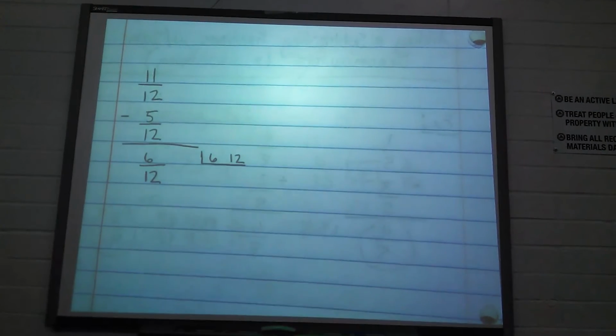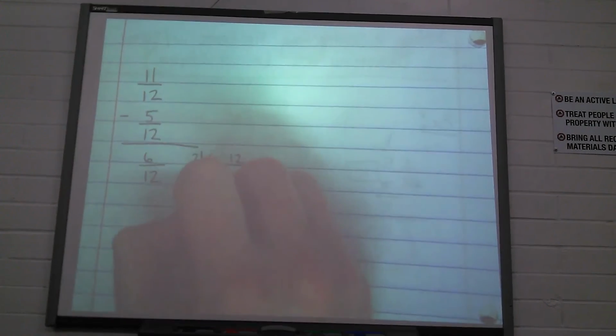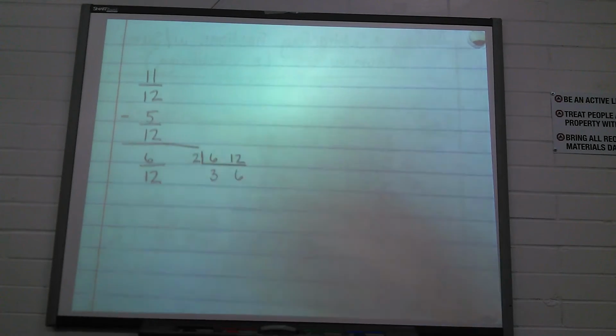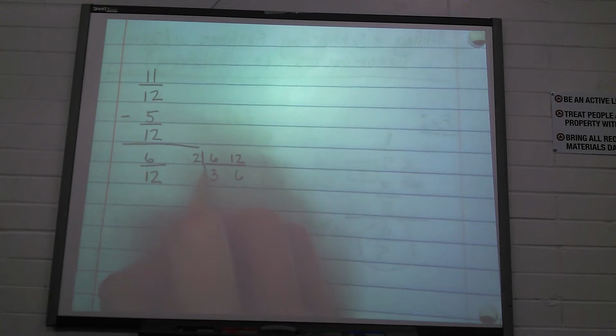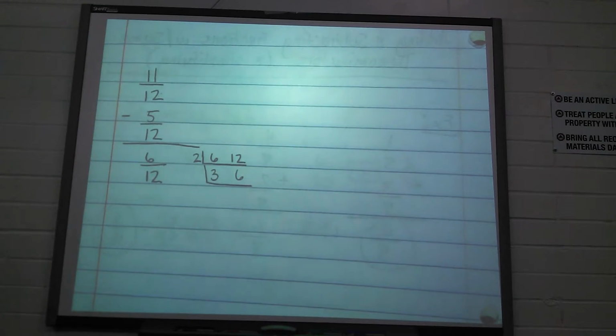Can 2 go into both of these numbers? Yep, because they are both even numbers. What times 2 equals 6? That's 3. What times 2 equals 12? That's 6. 3 and 6. Let's try that. Can 2 go into both of those numbers? No, because they're not both even numbers.